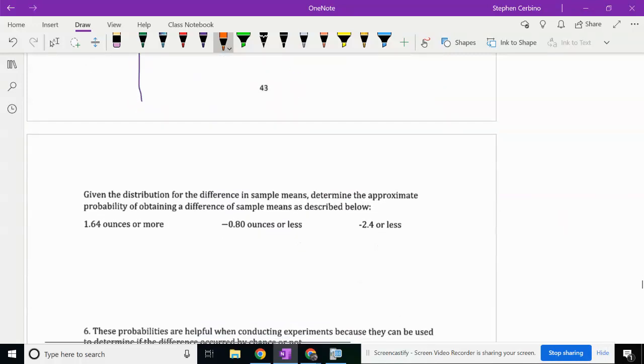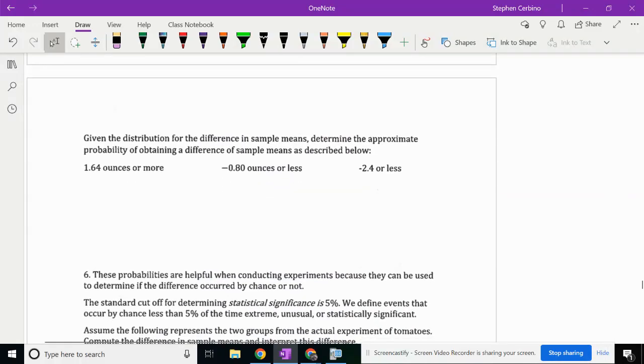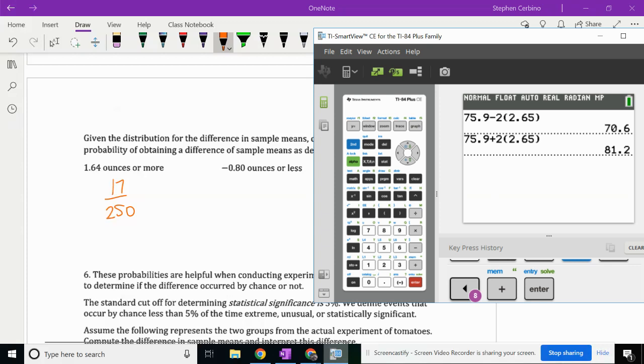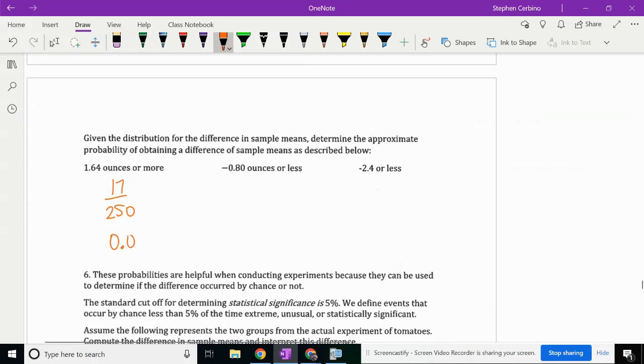Luckily for you, I've already counted the dots, and I got 17 dots out of 250. If we do some quick calculating, we can figure that out as a decimal. So it's about a 6.8% chance.